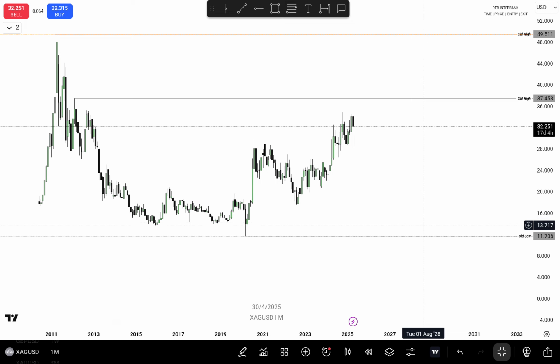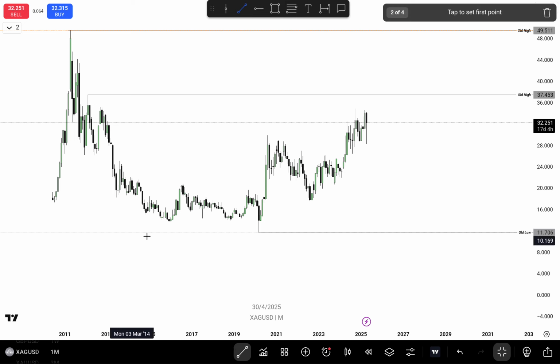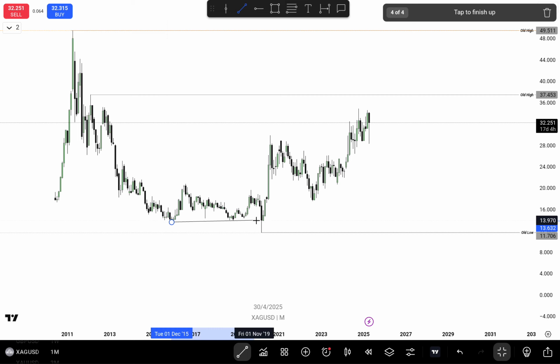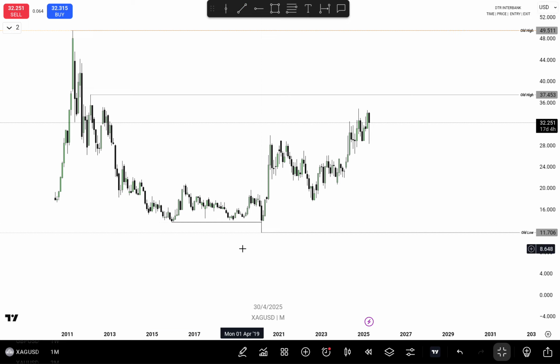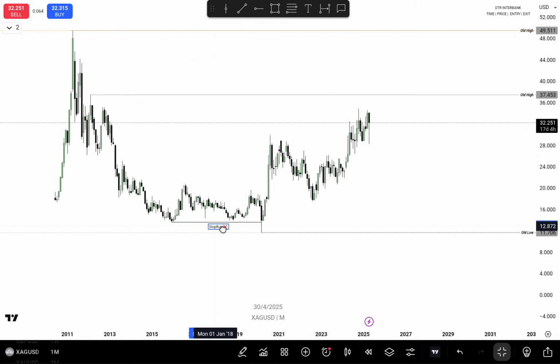So as you can see, this is basically what I'm going to do on the monthly chart. We have a stop run right here. Alright, got a stop run right there, and then price expanded.